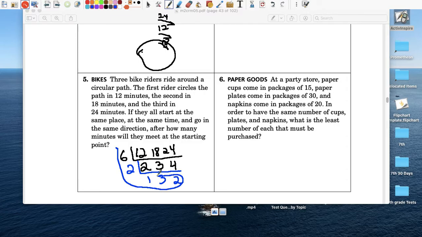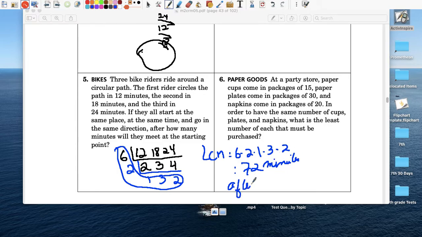Now we're ready to find the LCM. And the LCM is 6 times 2 times 1 times 3 times 2. And that's going to give us, hang on a second, 6 times 12, 72. Okay, so we can say that after 72 minutes, they will meet at the starting point.